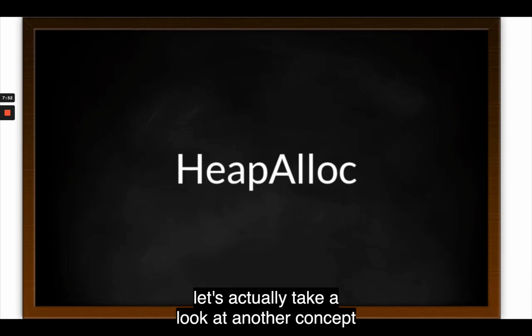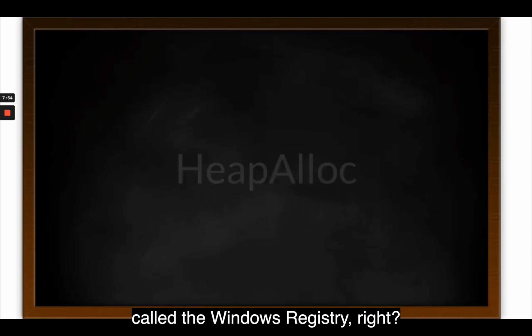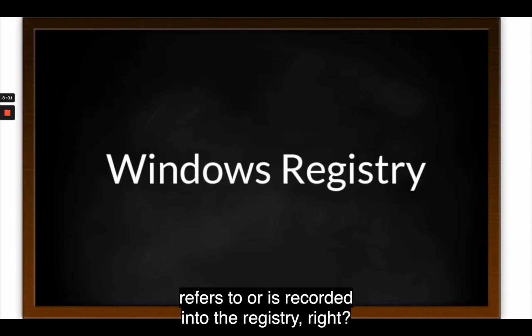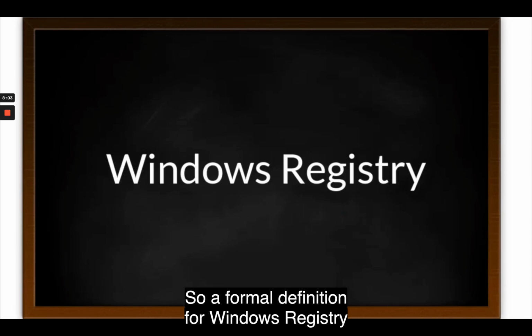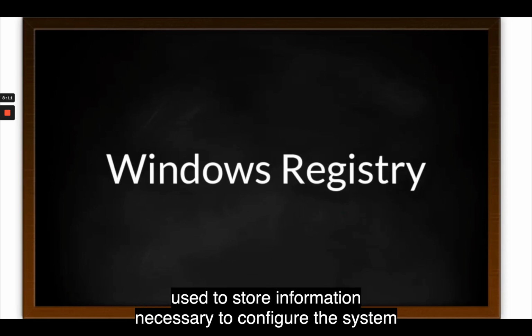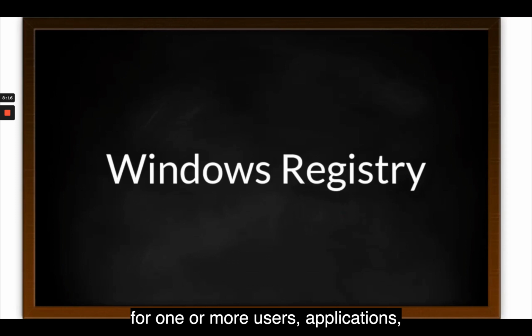Now that we have covered some of the basics of what makes up applications and how they use memory, let's take a look at another concept called the Windows Registry, right? Basically anything performed in Windows refers to or is recorded into the registry, right? A formal definition of the Windows Registry is a hierarchical database used to store information necessary to configure the system for one or more users, applications, and hardware devices, right?